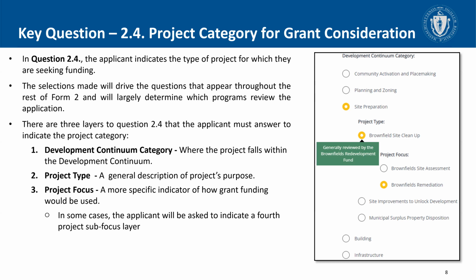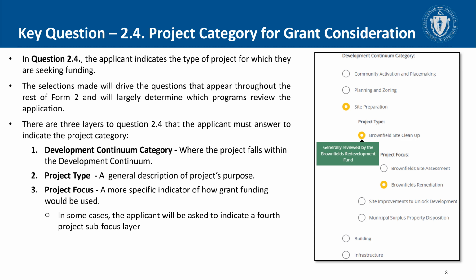Great, thanks, Juan. So before jumping into the project scenarios, I do want to take some time to highlight the single most important question in the application, which is question 2.4, project category for grant consideration. So the answers provided to this question guide the questions that the applicant is asked throughout the rest of the application, and the answers also largely determine which programs will review the application for funding.